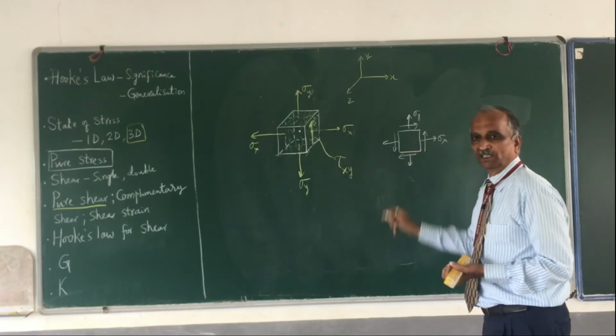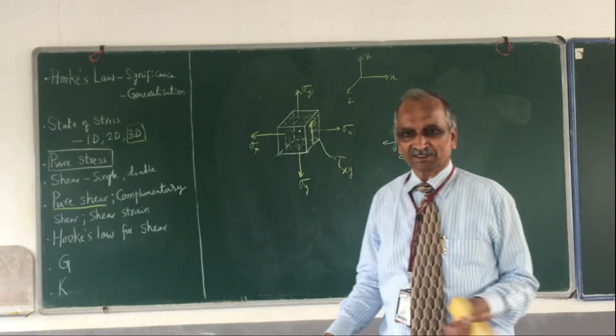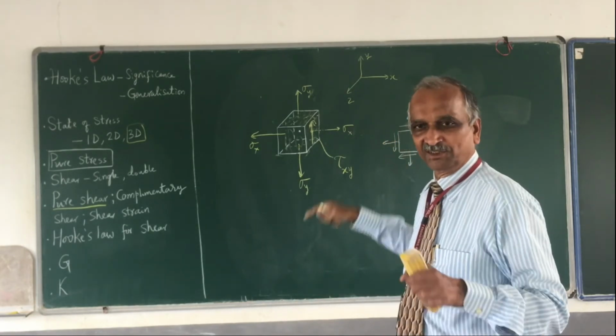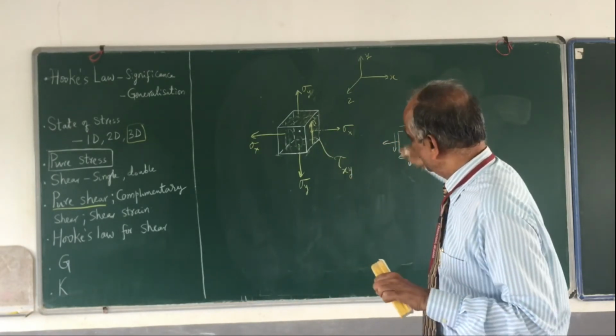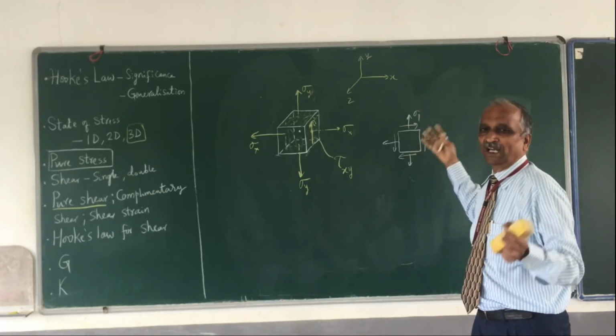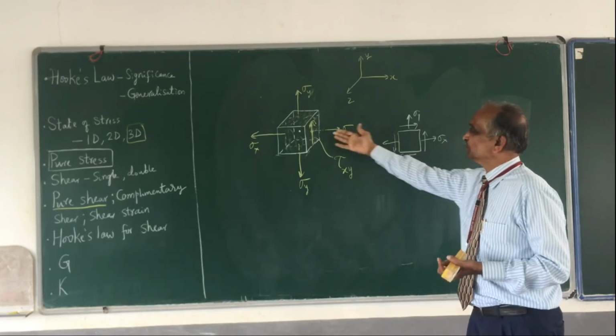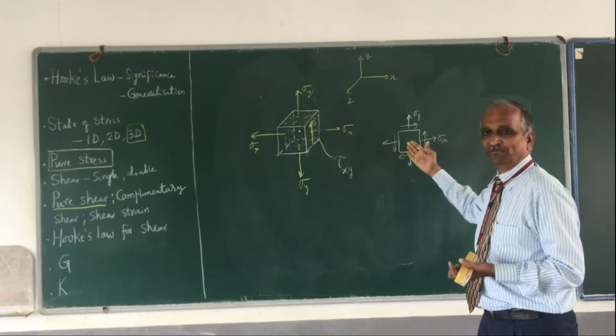This is how it is represented. The third dimension is not shown. That doesn't mean that it is not there. The cube has a dimension in the third direction also, but we don't have stresses in that direction. Therefore, many times the two-dimensional diagram is simplified to this.